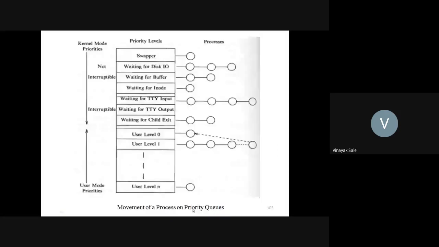See the movement of processes on priority queues. In the previous figure, at user level there was only one process at user level 0, and at level 1 there were 4 processes. Out of them, one process moves from level 1 to level 0. That is the movement of a process on priority queues.